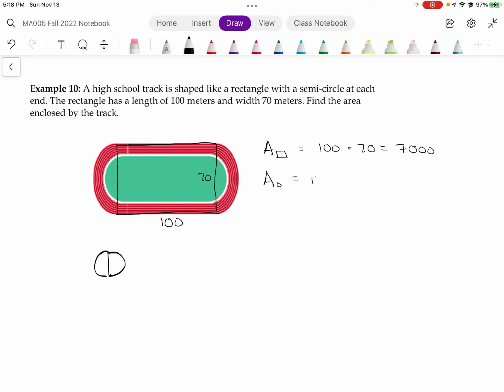So the area of the circle is pi r squared, but where r is what? This is the diameter, right? That equals 70. So r equals 1/2 of 70, which is 35. That means A equals pi times 35 squared, which is 3,846.5. And what's the unit on both of these? Well, it's given in meters. These are areas, so that's meters squared, and this is meters squared.